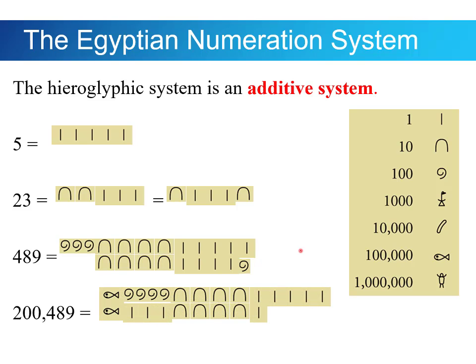And then here we go. This is how they would represent 200,489. So just make sure that somewhere in there you have 2 fish, 4 scrolls, 8 heel bones, and 9 strokes. And you can see how our system, the Hindu-Arabic system, is much more concise.